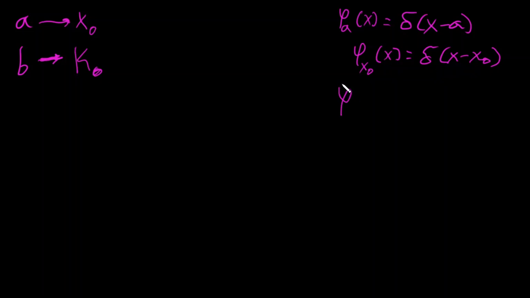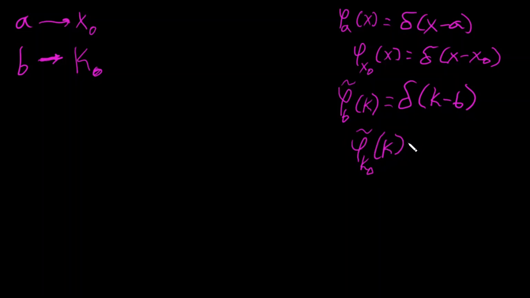Same thing, we had phi tilde sub b of k, which was delta of k minus b. Now we're just going to say phi tilde sub k naught of k is delta of k minus k naught.